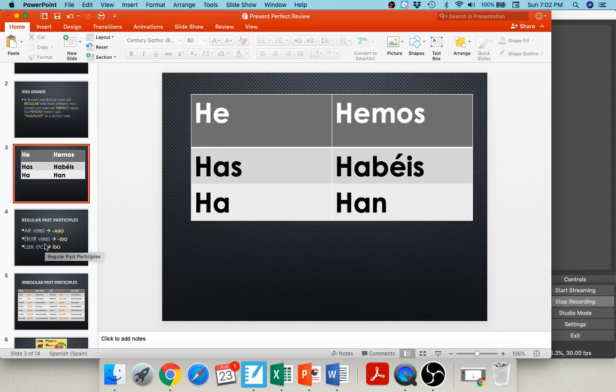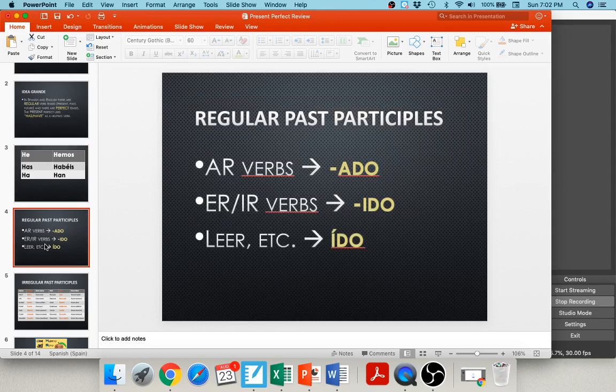Now, what follows this helping verb is a participle. Our participles in Spanish are formed by removing the AR and adding ado, or by removing the ER or IR and adding ido. In some cases, when you have two vowels side by side, you add an accent on the I as well. There are some that we'll talk about that do that, like leer, that becomes leído. But let's stick to the regulars for now. You have your AR and ER and IR.